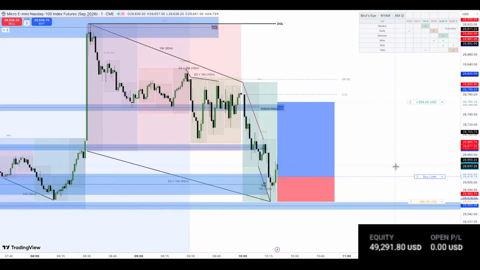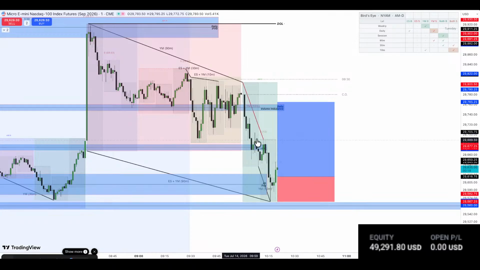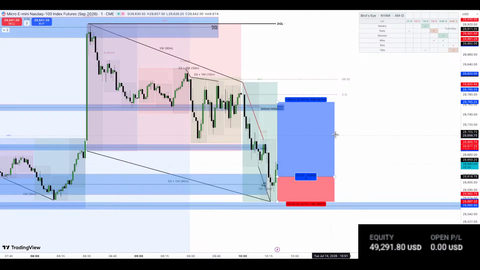Let's see if it validates our trade. Because if you look at it, let me close it. No, I'm not taking it. I need to see a close above this high before I can consider that there's a shift in market structure. I can't just rely on way lower time frames.